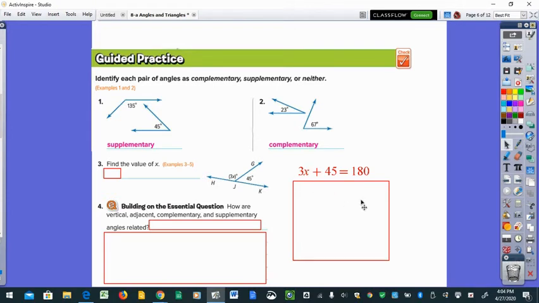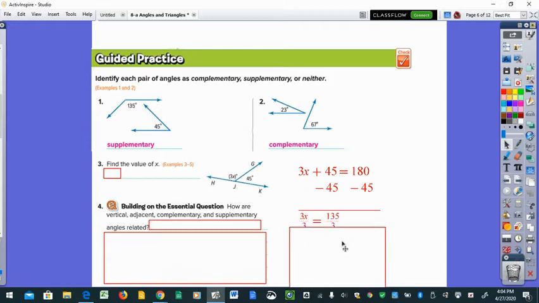Okay, Woodruff bubble the 3x, subtract 45 from both sides, divide by 3, and the x would be 45. So if I take 3 times 45, add it to the 45, you should get 180 degrees.